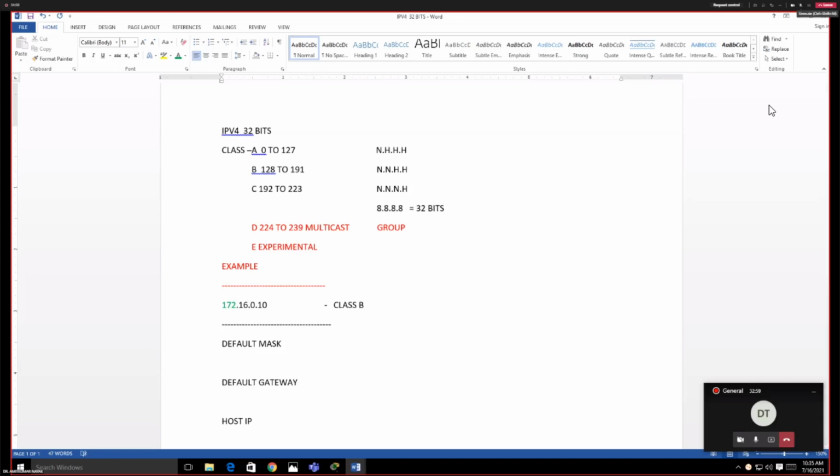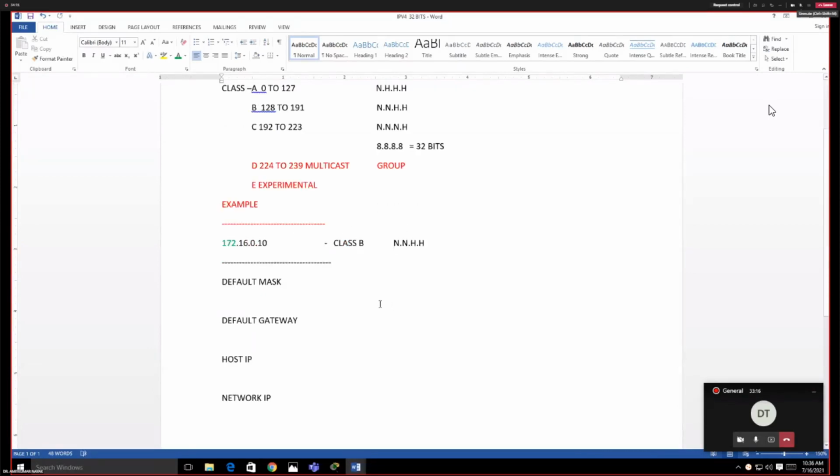So 172.16.0.10 is a class B IP address. Now if we consider the notation of class B, then it is n.n.h.h. What do you mean by this? First two are the network IDs and last two are the host IDs.